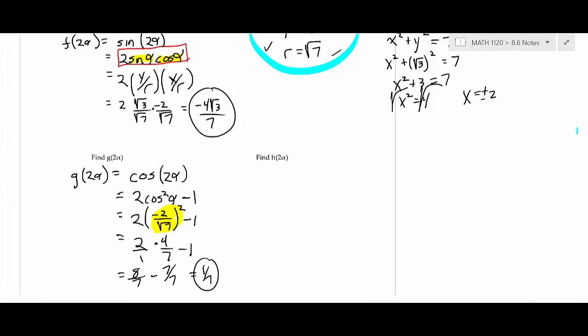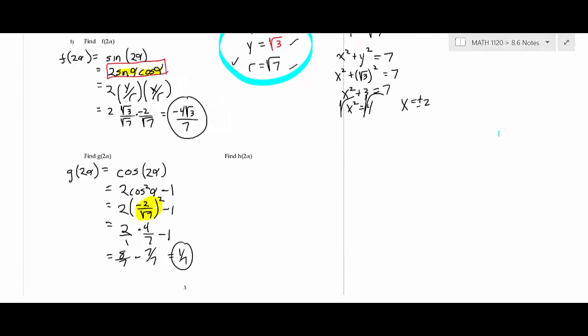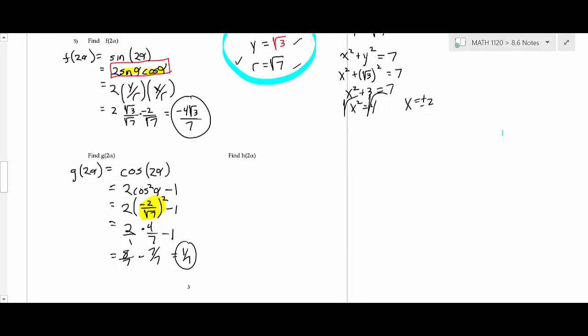Okay, so that's the idea. Once you got x, y, and r, you got it made. You just got to pull out the identity. That's the idea. All right, is everybody following along? The vast majority of this is the arithmetic once you get the identity written down.